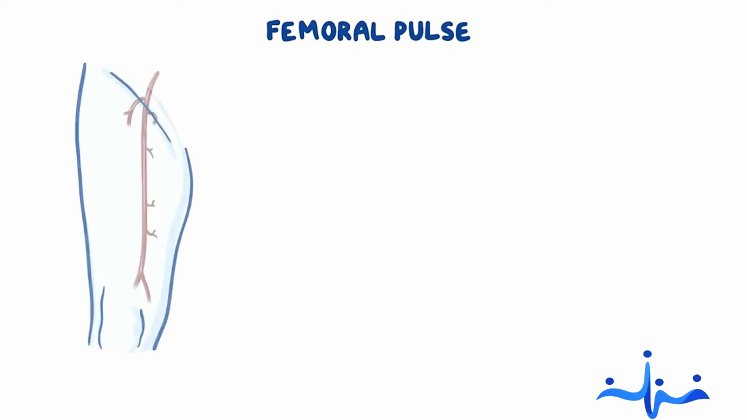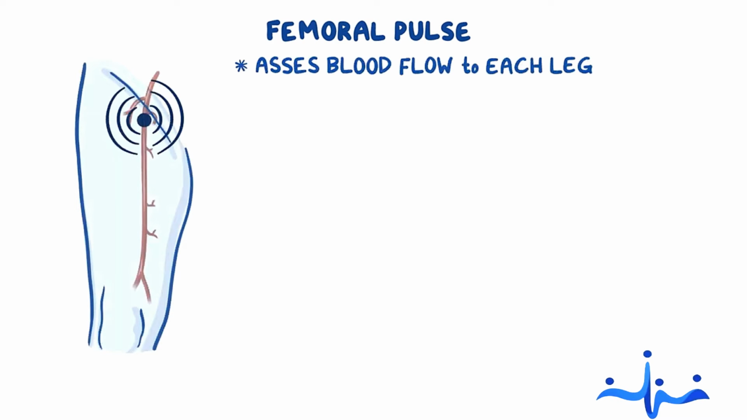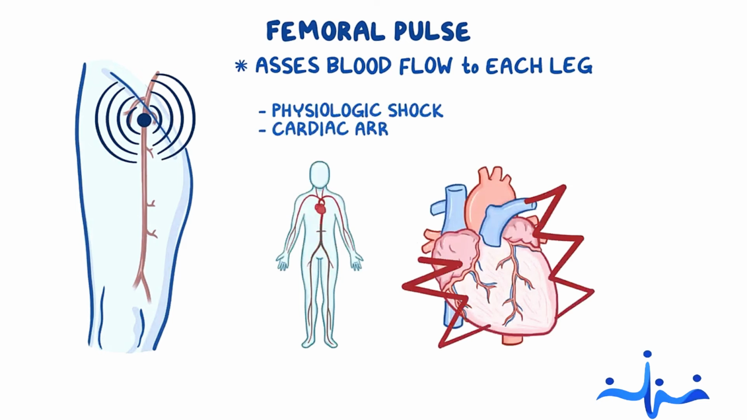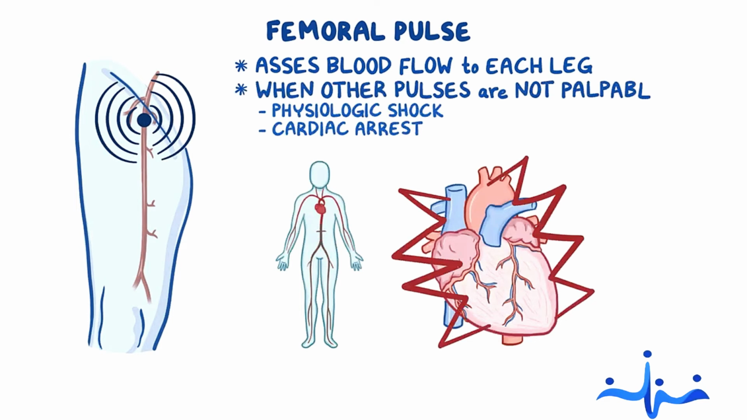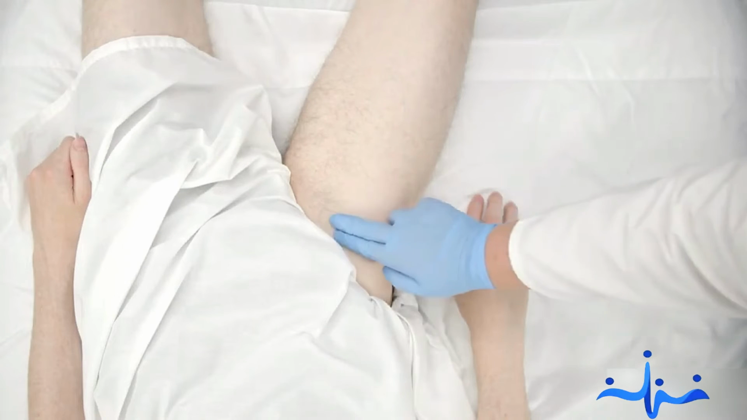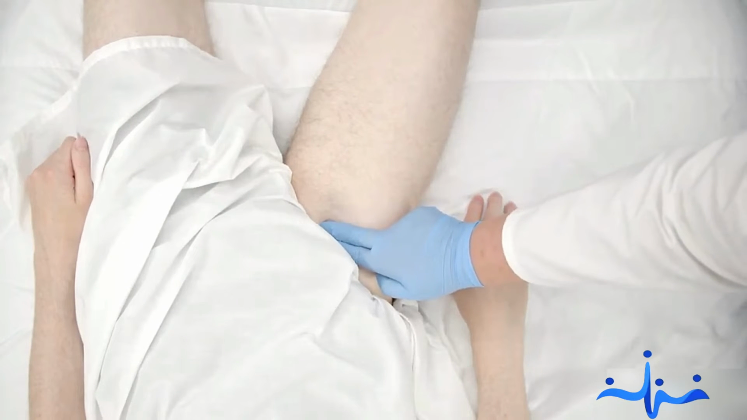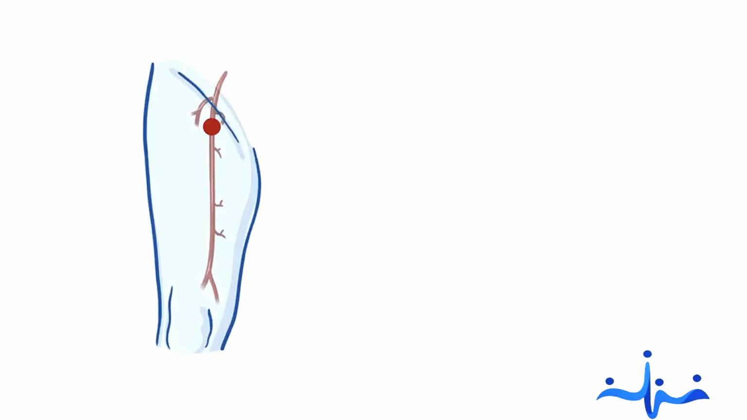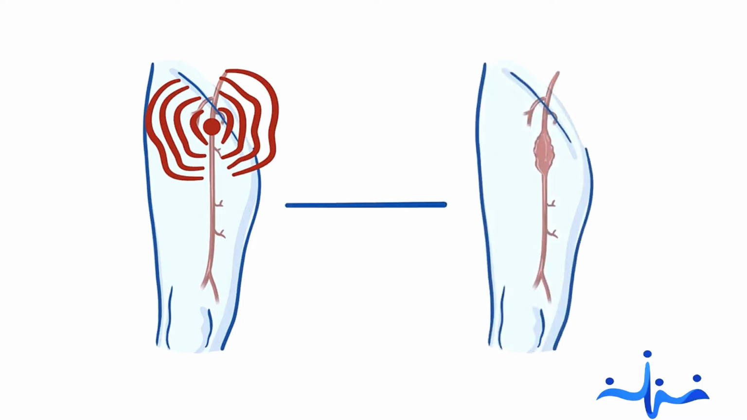Now let's take Fred's femoral pulse. The femoral pulse is used to assess blood flow in each leg, or during physiological shock or cardiac arrest when other pulses are not palpable. Place your first 2 fingers below the inguinal ligament, midway between the pubic symphysis and the anterior superior iliac spine. An exaggerated femoral pulse is characteristic of femoral aneurysm.